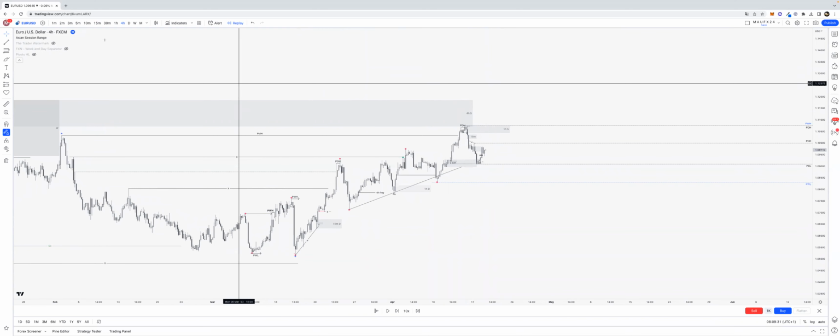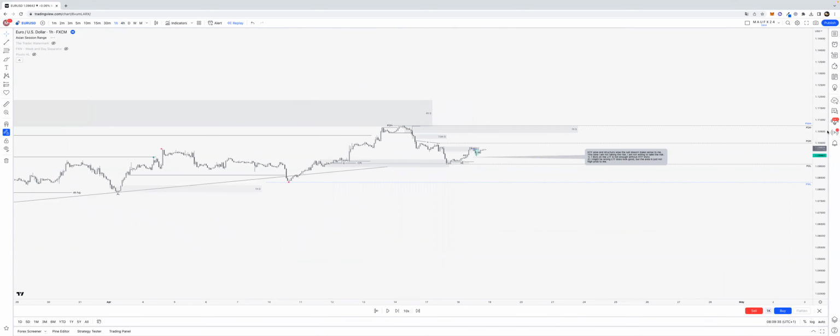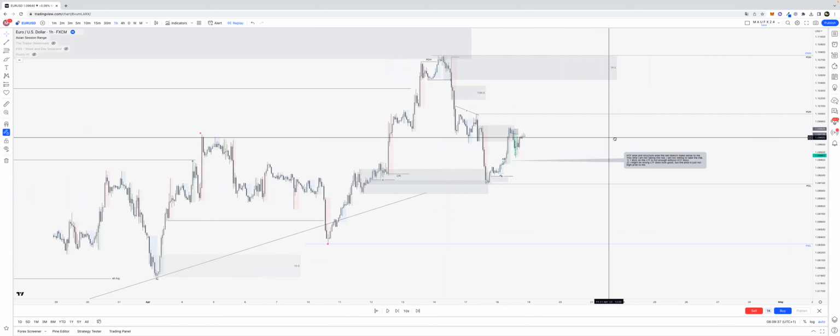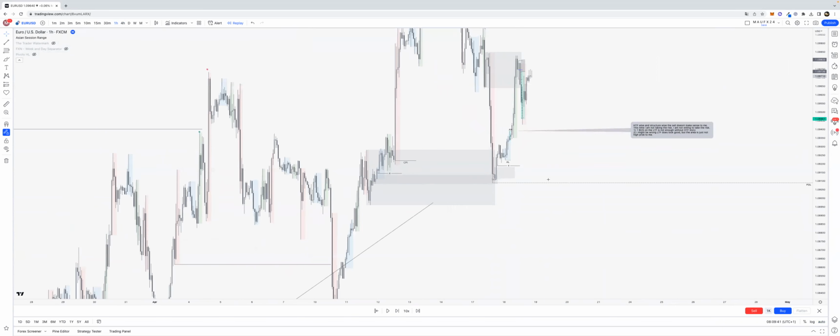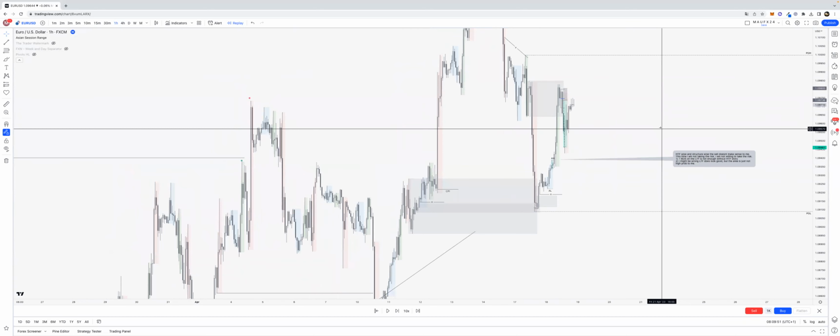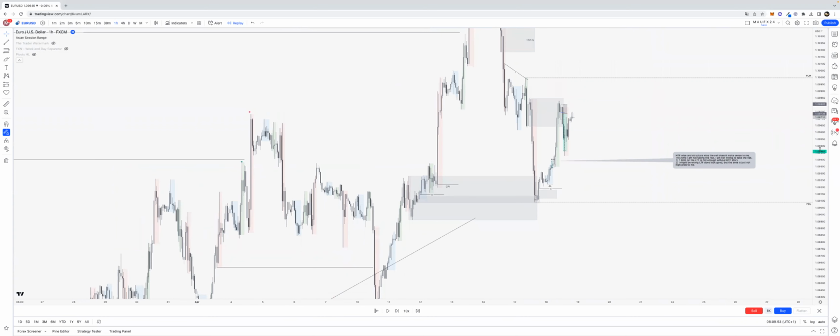Now, let's look into yesterday. So I was initially looking for longs from this area and shorts from this area. And unfortunately, price came into this area just after my session. So I couldn't take a trade. Yeah, there wasn't anything before that.